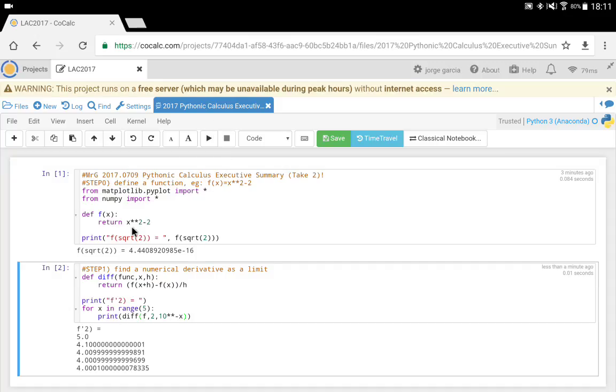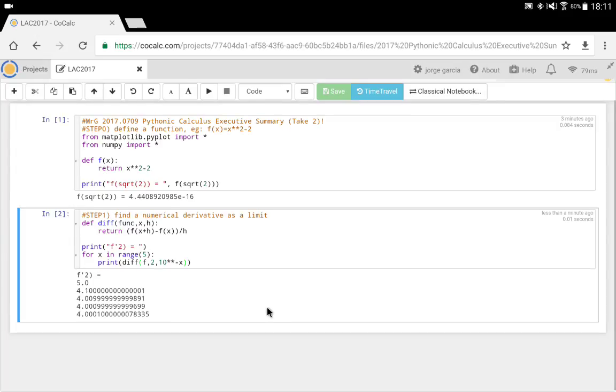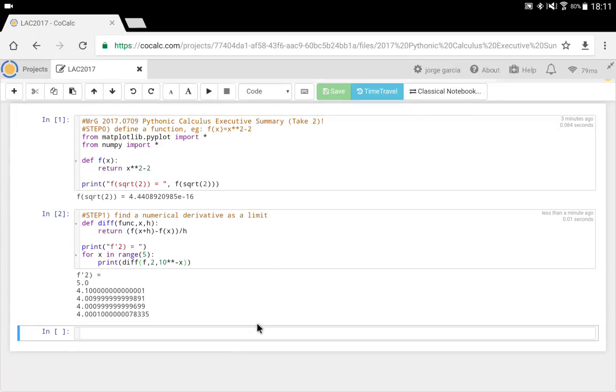Let's see, what is the derivative of x squared minus 2? It's 2x, so if I plug in 2, I get 4, and we're getting closer and closer to 4. I think I like that. Alright, a new cell, click it.